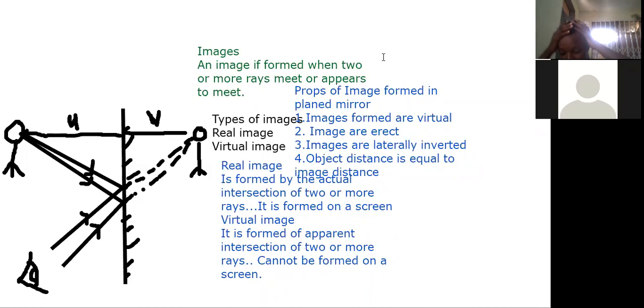Yes, sir. You see, the periscope uses two mirrors and they are inclined at an angle of 45 degrees. And the periscope is normally used to view or look at objects behind obstacles.